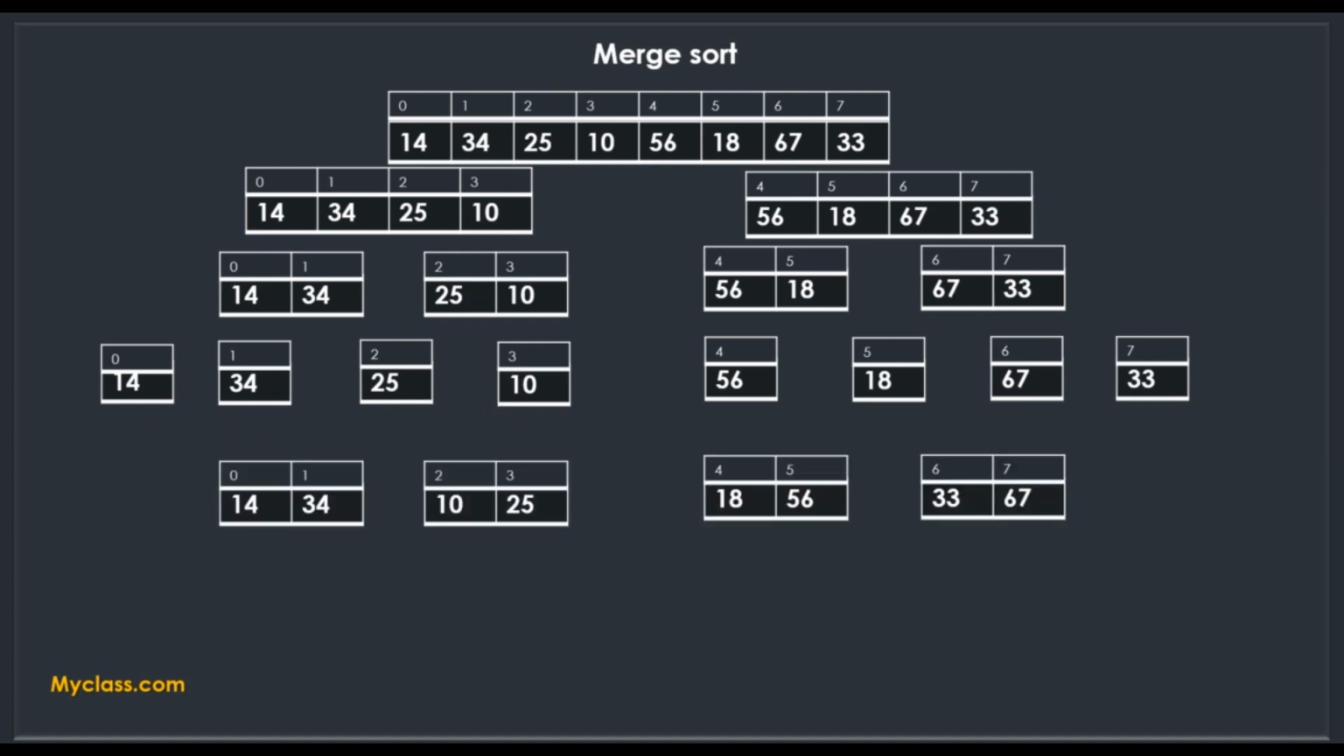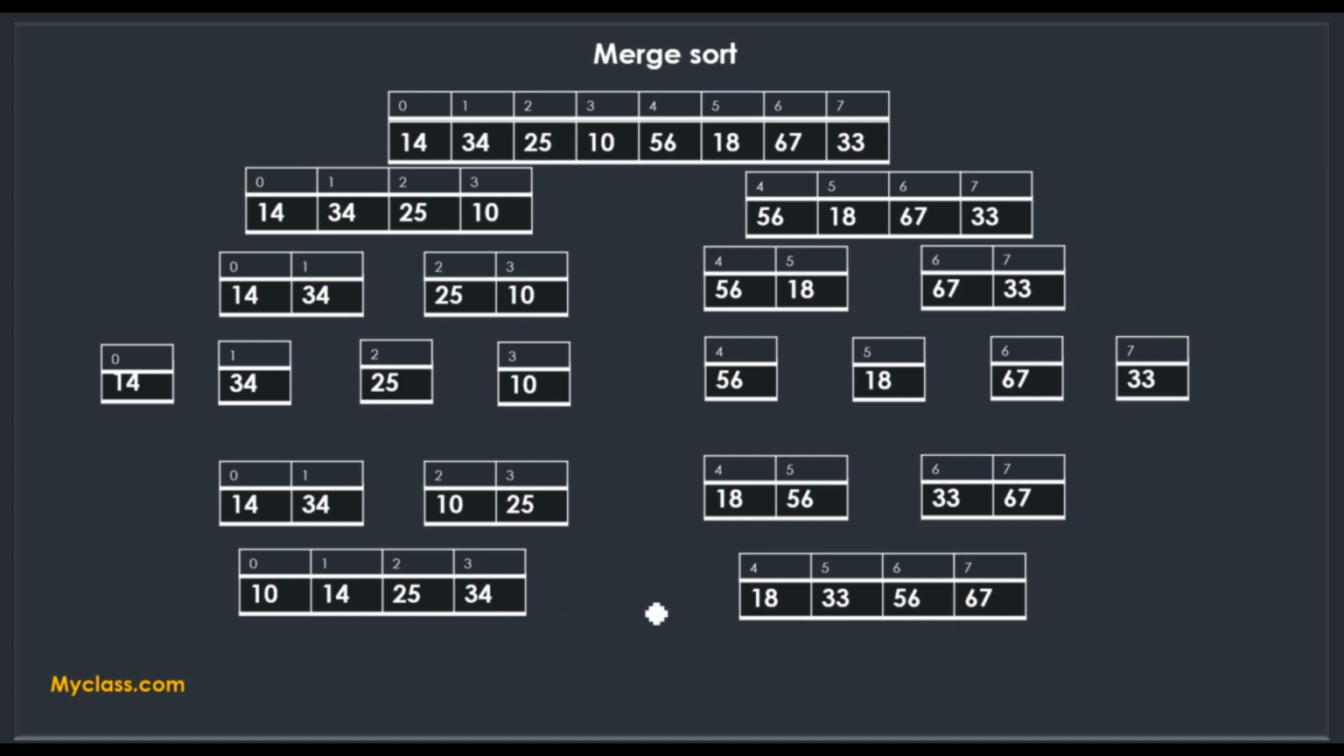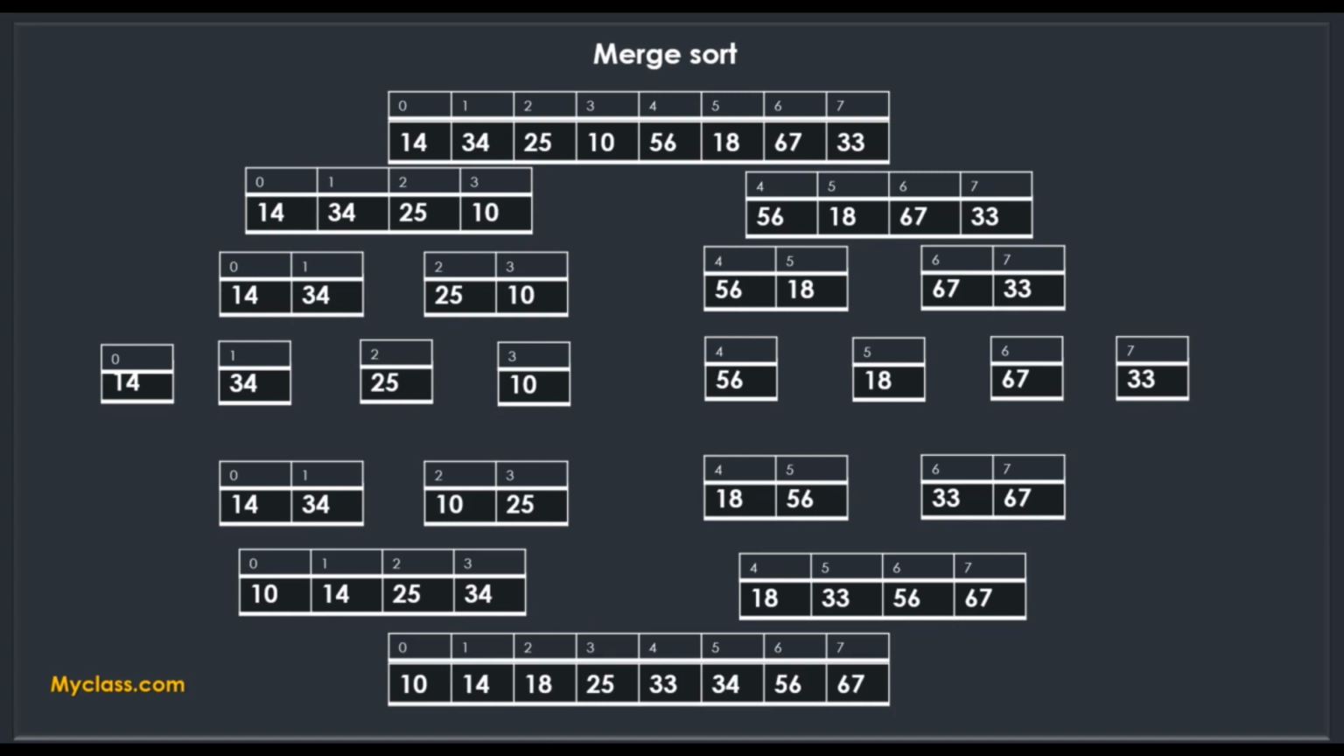Now we combine these two and get this, then these two get this, and like that. After that, these 4 lists are in sorted order. So we want to combine these sorted arrays into a sorted array. So we will get this. After that, we combine and merge these two and we will get this. That is the working of merge sort.